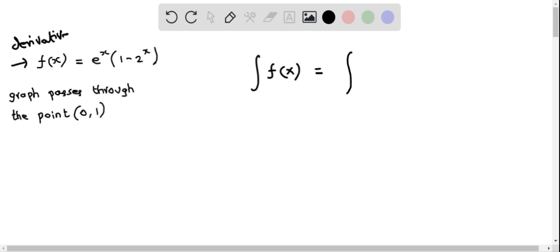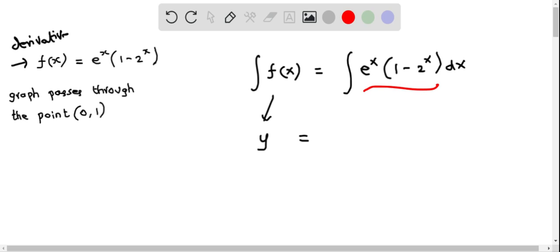So this is equal to integral of e raised to the power of x times of 1 minus 2 raised to the power of x, then we put this dx. Since this f of x here is a derivative of some function, and if we integrate it, we will get the original function. That means we will get the function as y.